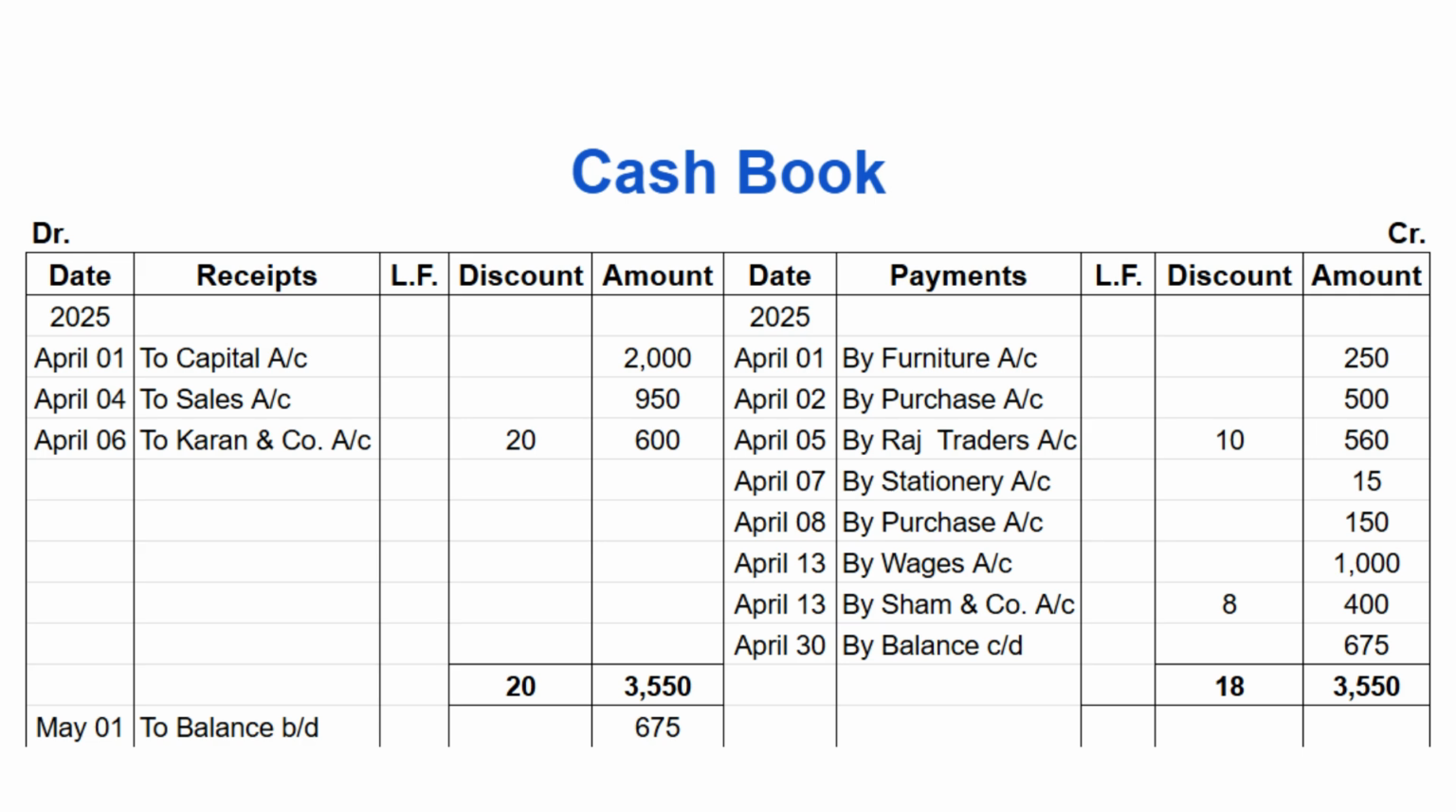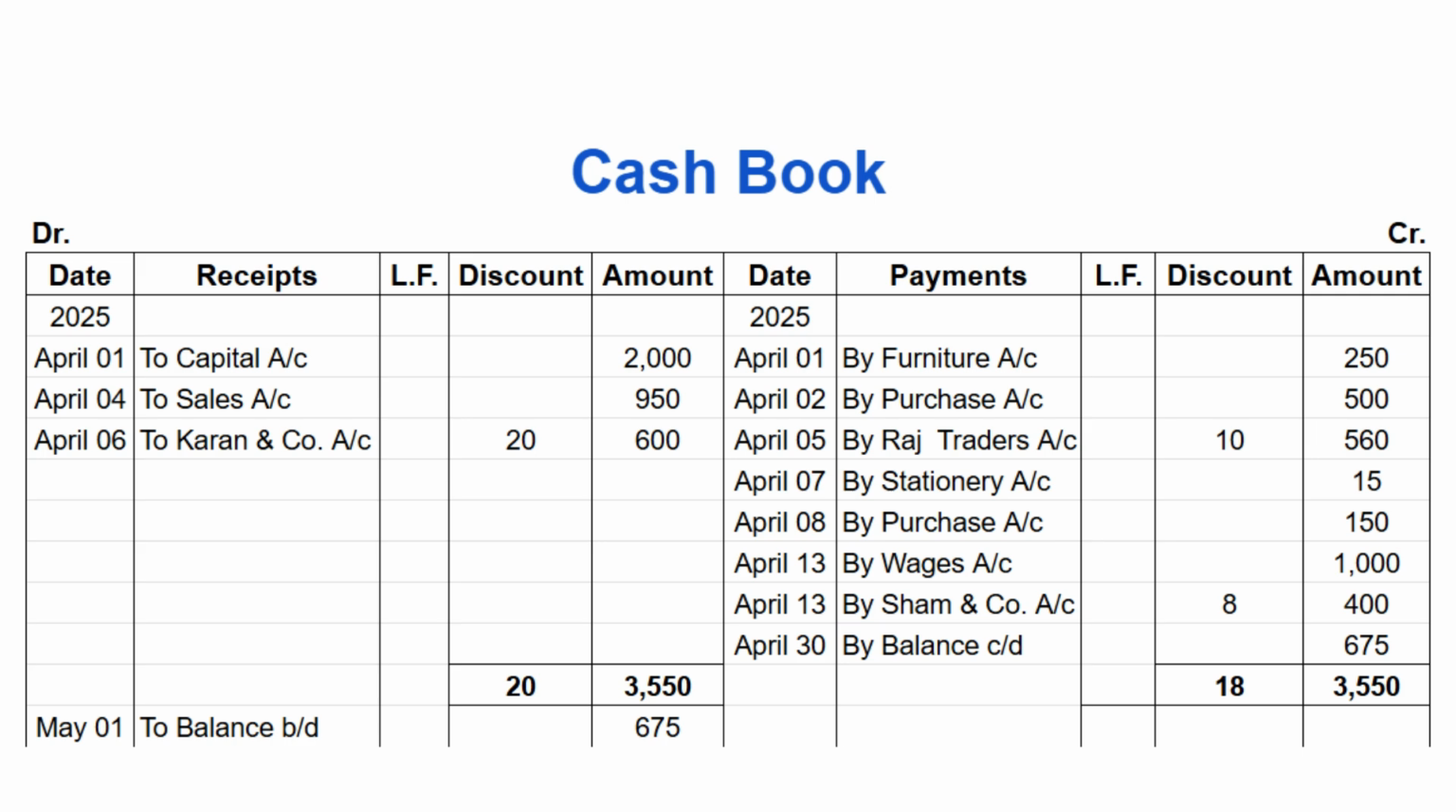At the end of the accounting period, we total both sides of the cash column and find the balances like in the single column cash book. The discount columns are totaled but not balanced. These totals are then posted to the discount allowed and discount received accounts in the ledger. This way, cash flow and discount details are both updated in one place.